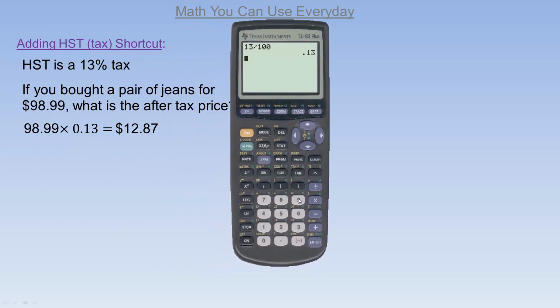Actually, I guess I should have kept the calculator there. 98.99 times 0.13. So there's the $12, and now it says 86. You see, this 8 would make the 6 round up to a 7, so that's why it's $12.87.